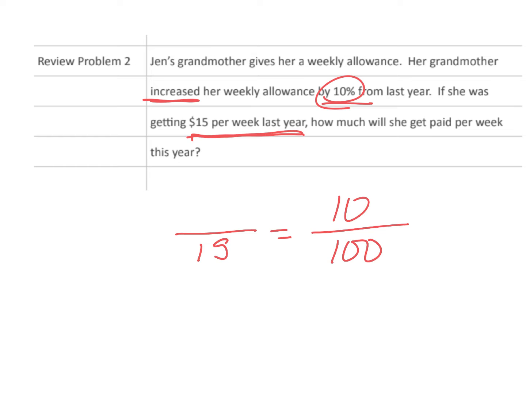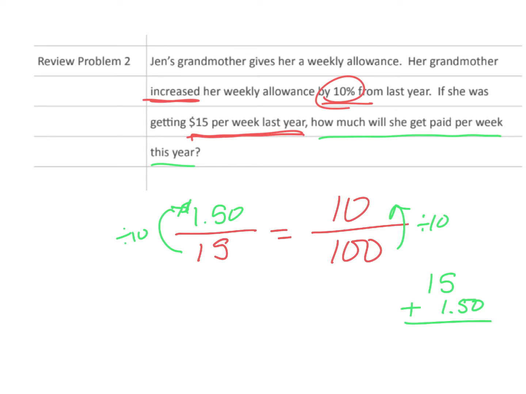So again, we need to find an easy way. I'm going to divide by 10. So 15 divided by 10, I believe, gives me $1.50. But that's not our answer. Our answer is how much will she get paid this year? So last year it was 15. It's going up by $1.50. She's going to get $16.50. And that is our answer.